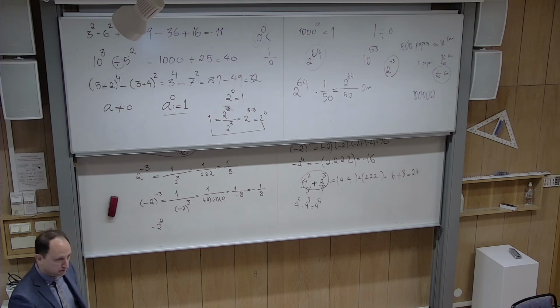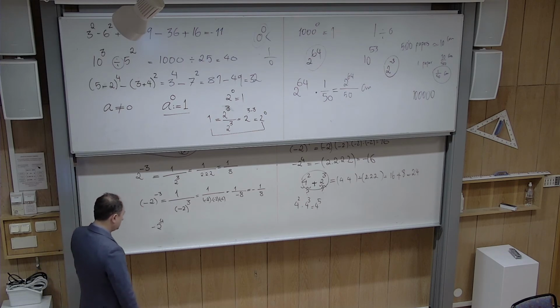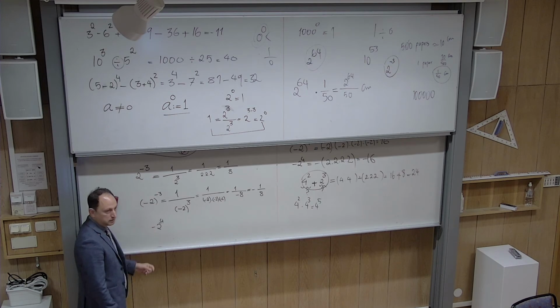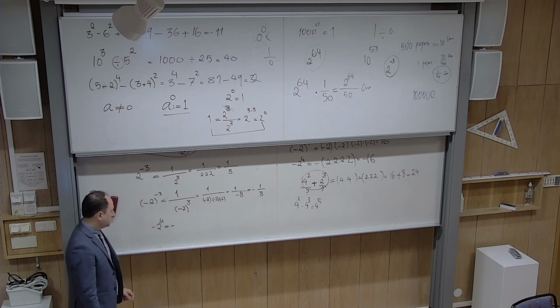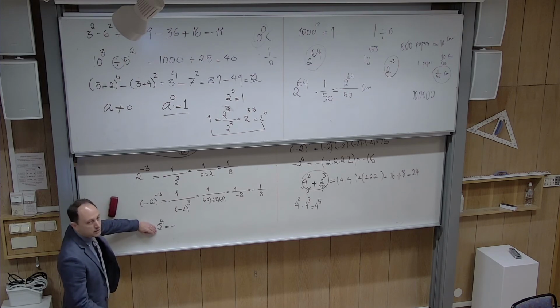Since it's not in parentheses, the base is 2. The base is not negative. So what should I do with the negative sign then? We multiply it later. Later means keep it for the time being here. And then forget about this, and do this part.